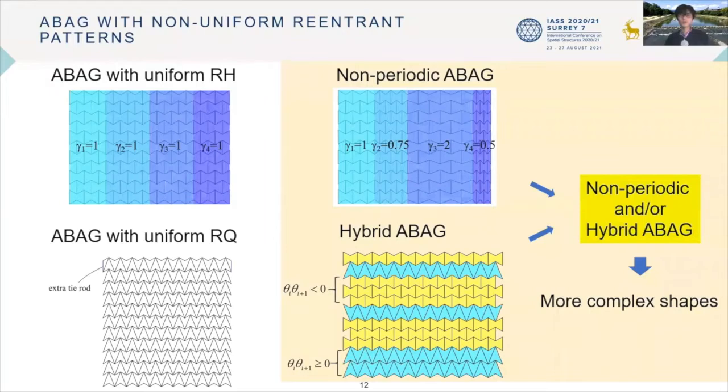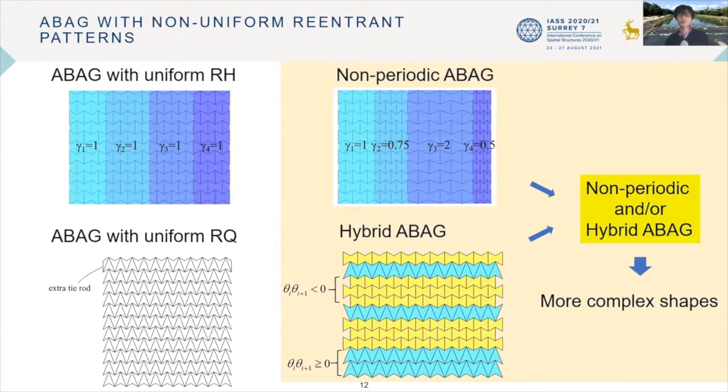Simple uniform reentrant patterns are useful to design initial flat grids of ABAGs, but a uniform pattern can only generate a simple and symmetric shape of a curved surface, as shown in the previous slide. To overcome the limitation, we utilize various shapes and arrangements of the reentrant units in an initial flat grid. Here, we introduce the 2 types of ABAGs, non-periodic and hybrid ones.